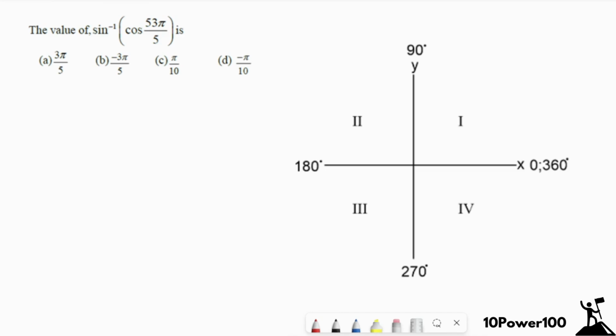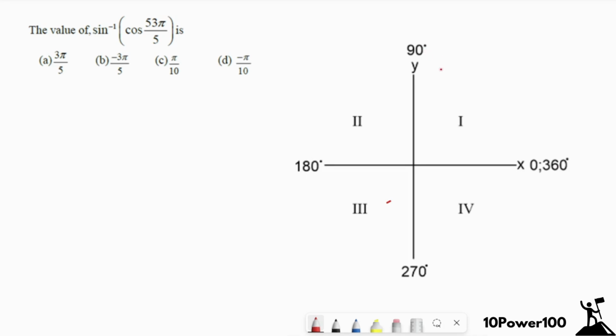Next one, the value of sine inverse of cos 53 pi by 5. To solve this, first we need to know the quadrant angles and the allied angle properties. So we'll calculate that. We all know 0, 90, 2 nines are 180, 3 nines are 270, 4 nines are 360. We'll continue this pattern.